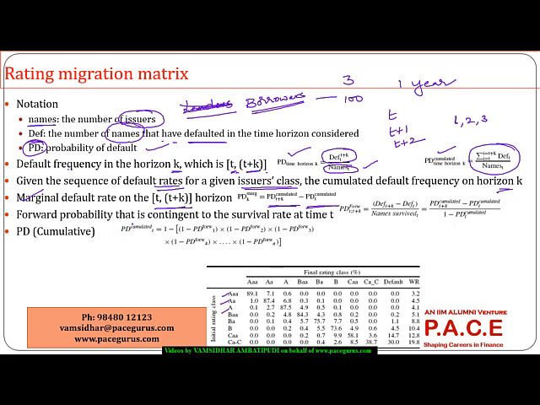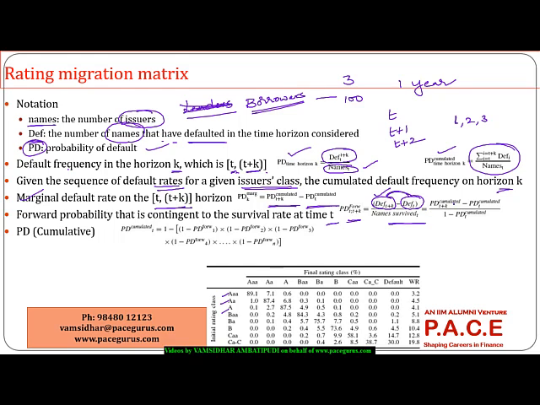Then we are also computing forward probability. So assuming that a particular firm has survived up to time T, what is the probability that it is going to default within the next K period? So I am talking about overall default up to time T plus K minus the number of firms that have defaulted up to time T. This difference will give me the firms that are going to default between T and T plus K, divided by the total number of firms which have survived up to time T.